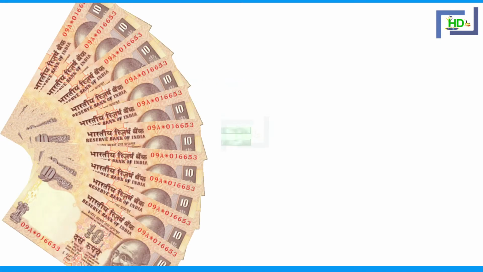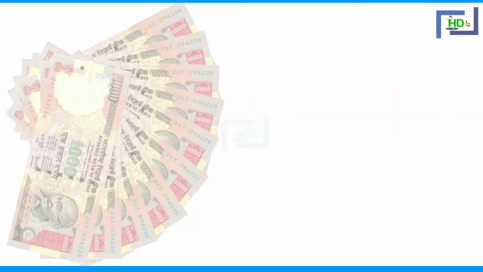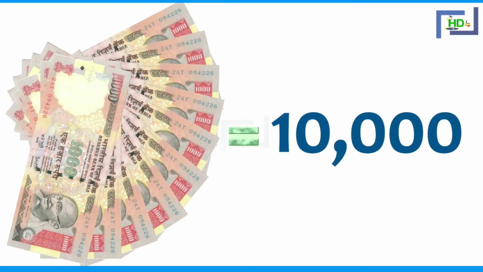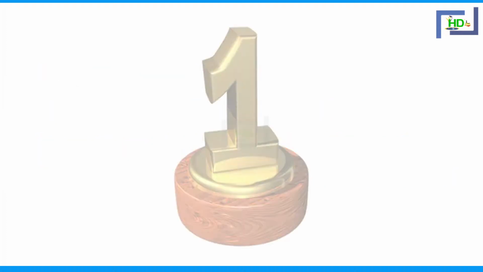10 such tens is called 100. 10 such hundreds is called 1000. 10 such thousands is called 10,000, and so on. By using this idea, we can write any large number by grouping them into tens, hundreds, thousands, 10,000s, 100,000s or lakhs, and so on. Look at here.